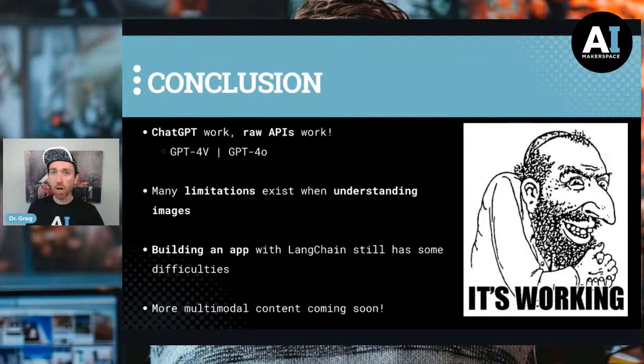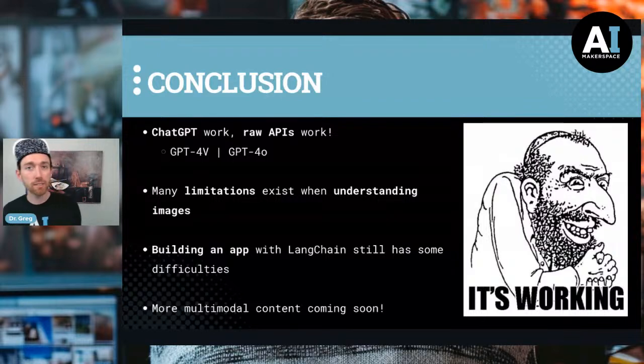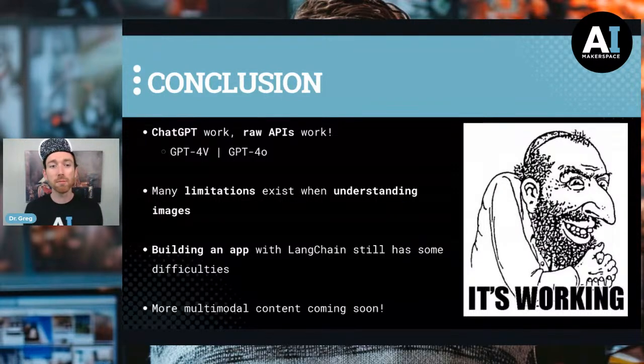ChatGPT and these raw APIs work quite well. There are some limitations that continue to persist, but overall, these things are getting better and better all the time, even much better since the model card paper we saw in September. And building an app with tools outside of the OpenAI SDK is still a little bit challenging today. Perhaps it's because this thing just came out. And once we get these things working, expect to see more content from us soon.